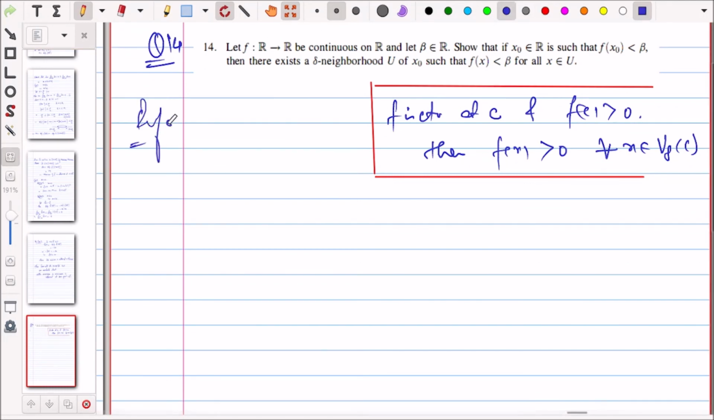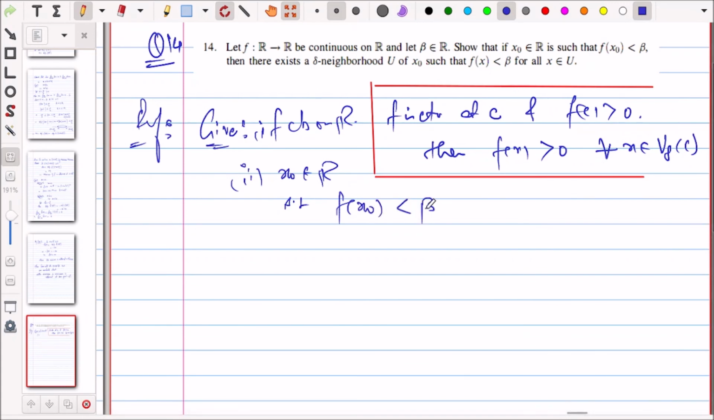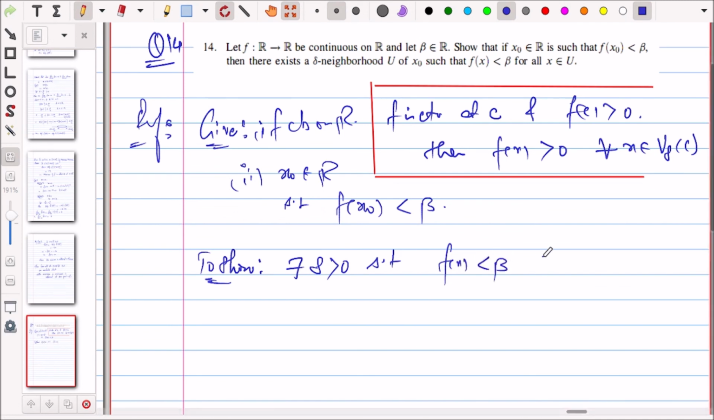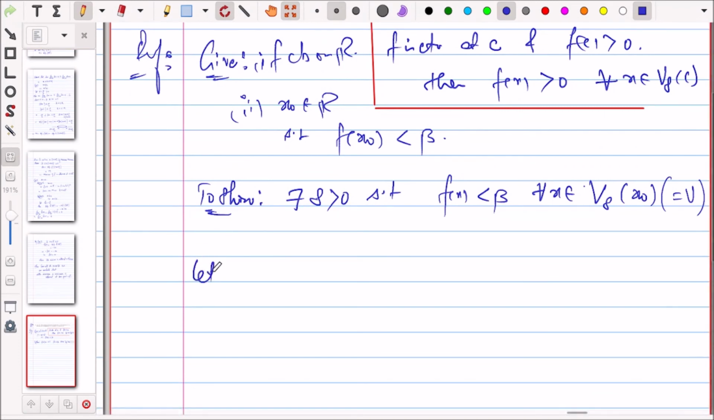So we are given f continuous on R, and x naught belongs to R such that f of x naught is less than beta. To show: there exists some delta greater than 0 such that f of x is less than beta for all x belonging to the delta neighborhood of x naught, which is your U. So let epsilon equal half of beta minus f of x naught.